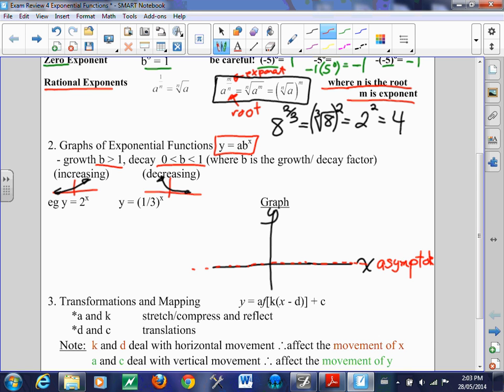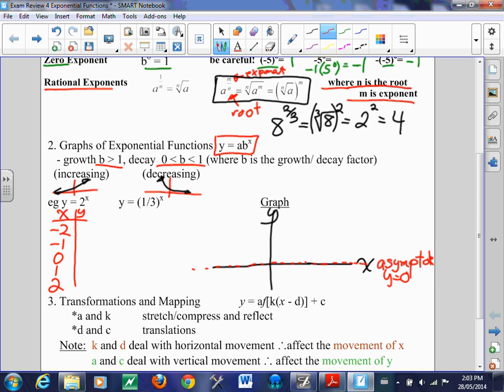So the asymptote is y equals 0. Okay? So let's take a look. How would we graph this, ladies and gentlemen? Well, set up a table of values to start with. Go x and y, and because we want some negative and some positive values, we'll go like this.